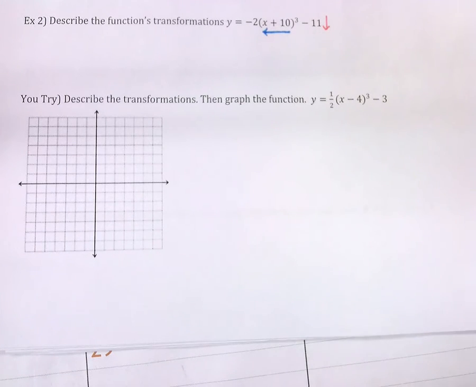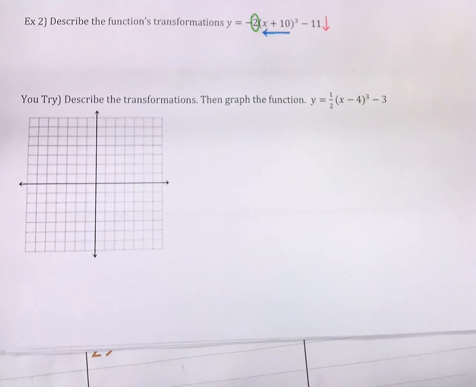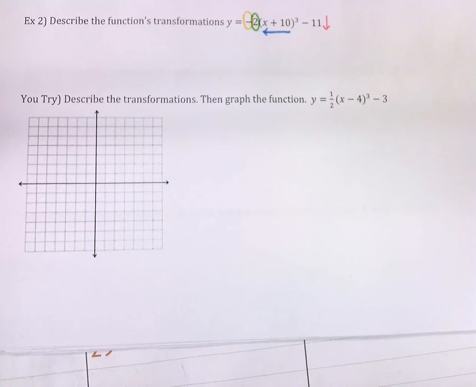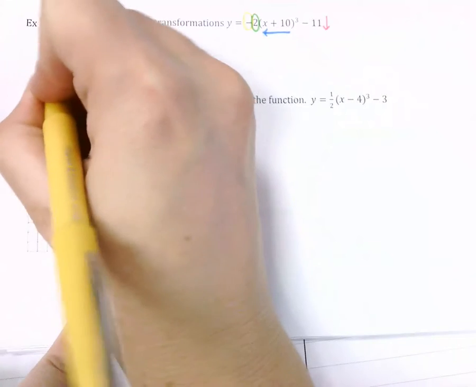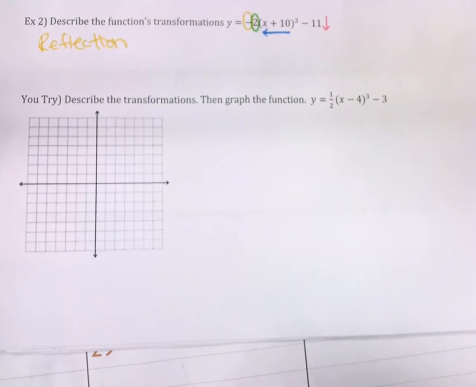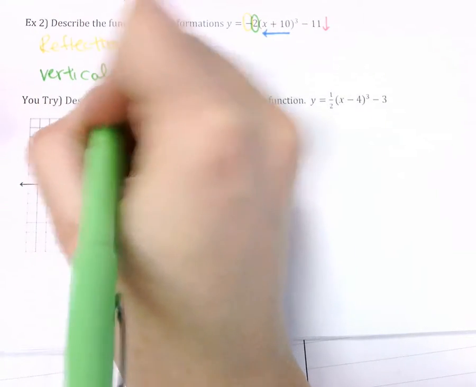Down 11. Okay, and then what's new is we have this guy, and this guy. Those are unrelated. The negative and the number are not related to each other. The negative sign is going to make this reflect, so we're going to have a reflection. The 2 is a vertical stretch.